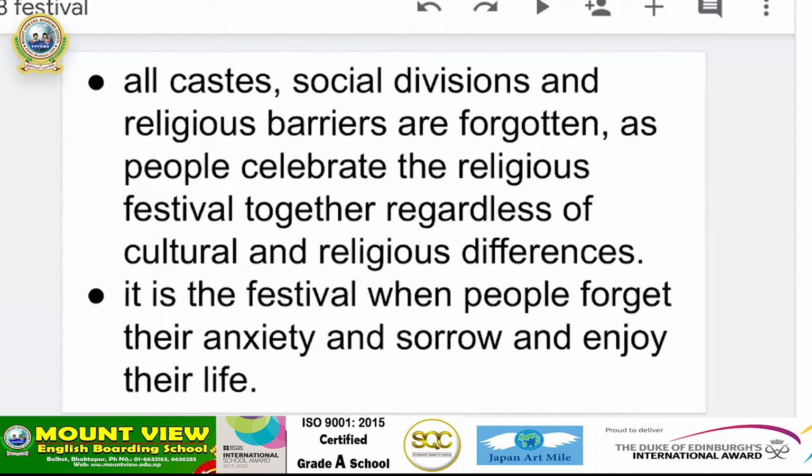Every person celebrates this Holi. There is no caste, no religion, and we don't think about those barriers. All that is forgotten, and all the people gather and celebrate with great joy. There are no cultural and religious differences either. So it is a festival when people forget their anxiety and sorrow and enjoy their life fully. So this is about Holi.